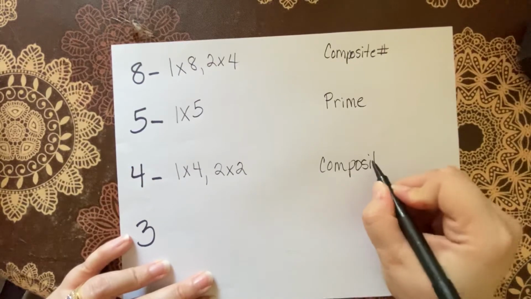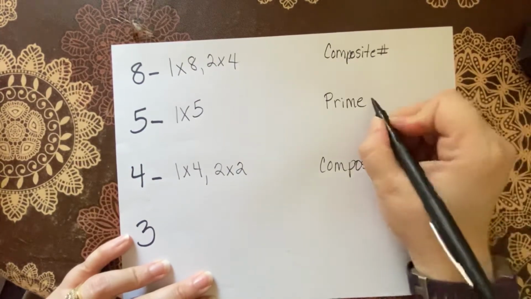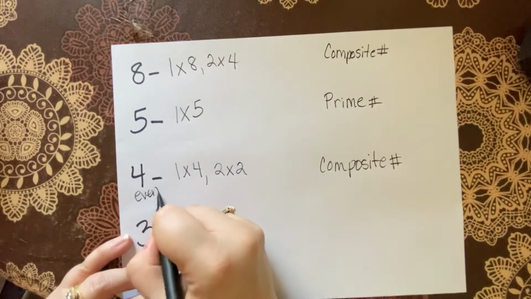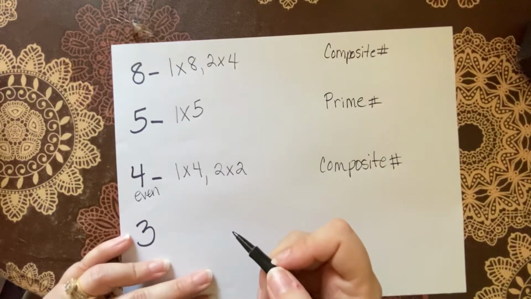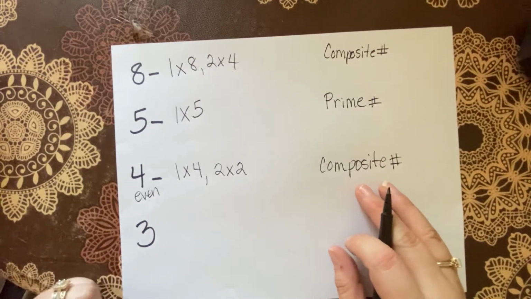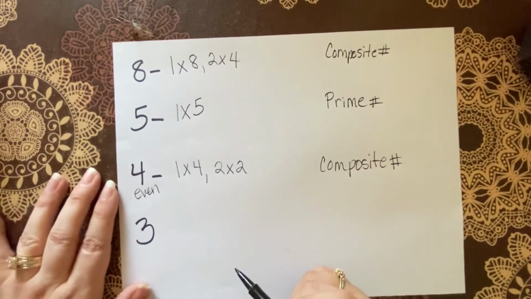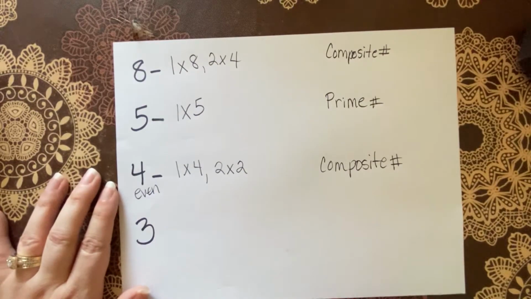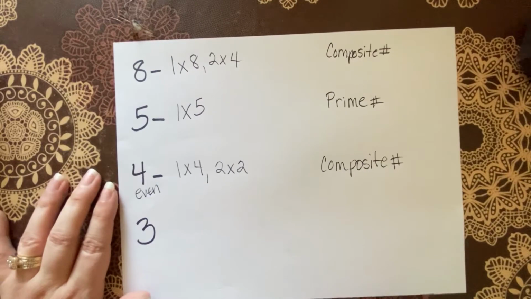And also, because of the fact that 4 is even and it's higher than 2, then I know it's composite. Now remember, that doesn't work for odd numbers, but every even number that is greater than 2 will for sure be composite, because then it's divisible by 2.